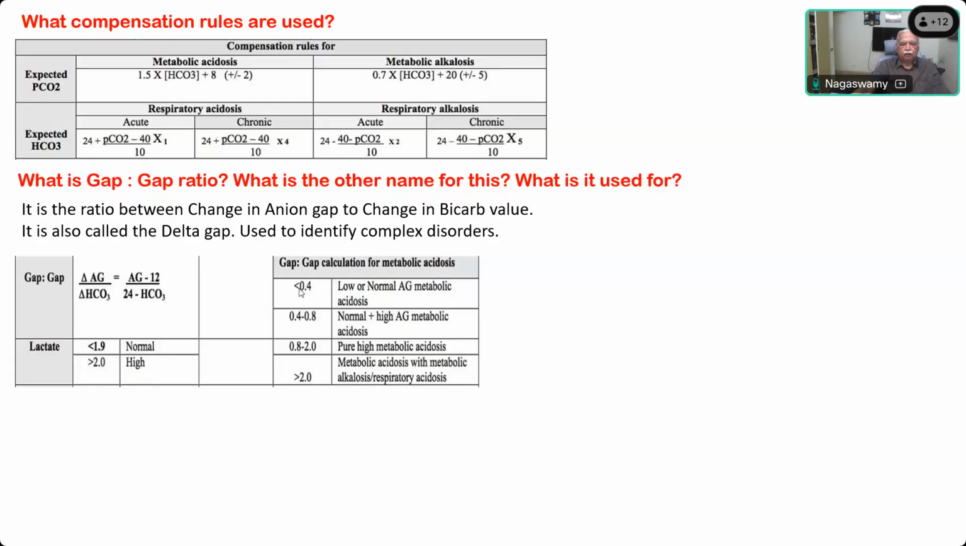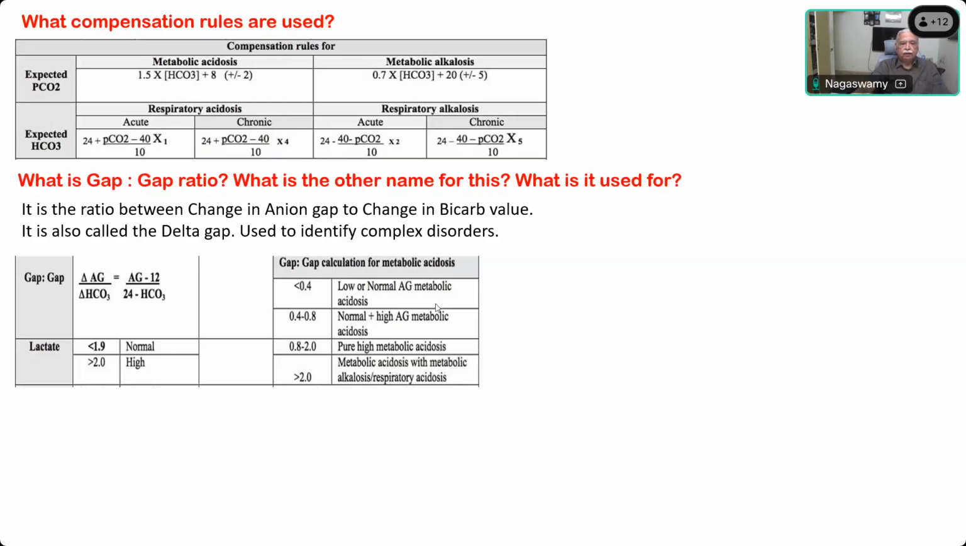If the value of that delta gap ratio is less than 0.4, then it is a low or normal anion gap metabolic acidosis. When the value is between 0.4 and 0.8, it is normal plus high anion gap metabolic acidosis. If it is 0.8 to 2, it is pure high anion gap metabolic acidosis. And if it is more than 2, it is metabolic acidosis with metabolic alkalosis or respiratory acidosis.